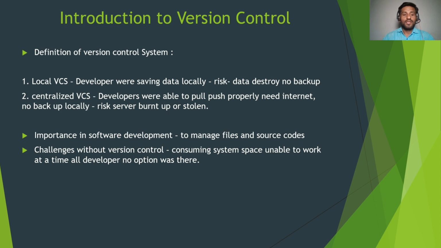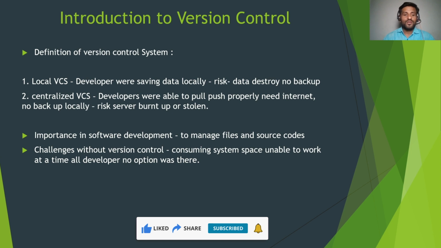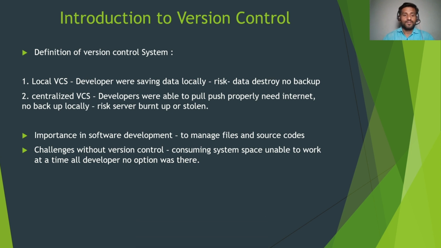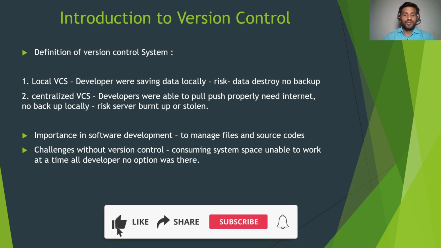So here also, as with the local version control system, there was no backup, but the total data was in the local system only. Here there is no data in the local system. That is the risk. Suppose where is the server, that centralized server? Suppose something happens and that server is burned, then what will happen? All data will be lost, or that centralized server might be stolen by someone. It can happen, right? So there is a big risk. Again here also there is risk.